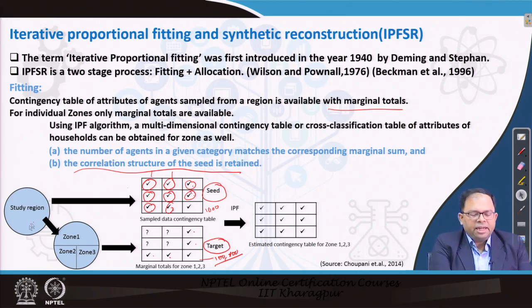We have the entire study region, and we do the seed data collection in the entire area, but we only do it for 1% of the population or maybe even less. But then for each zone we need to detail this out using the seed. We assume that the same correlation structure of the seed would be retained for each of these groups, and we detail the total population of zone 1, zone 2, zone 3. For each zone we have the marginal totals, and we can estimate the values of each of these demographic groups. This is where the IPF algorithm comes into play.